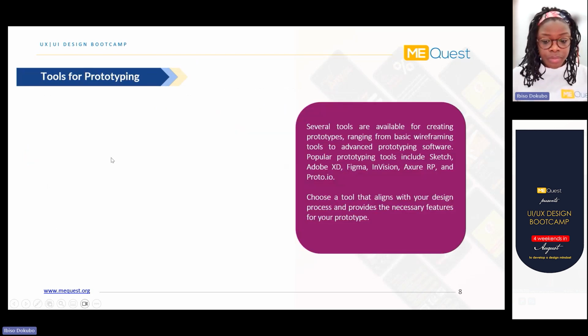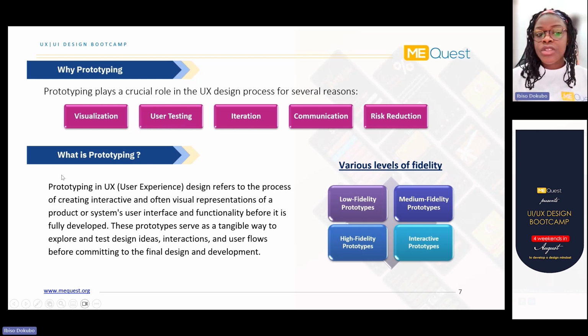So what is prototyping? Prototyping in design refers to the process of creating interactive and often visual representation of a product, or system's user interface and functionality before it is fully developed. These prototypes serve as a tangible way to explore and test design ideas, interactions, and user flows before communicating the final design. So this is just the formal way to define a prototype. And then there are various levels of fidelity: low fidelity prototypes, medium fidelity prototypes, high fidelity prototypes, interactive prototypes. It depends on what stage you are in your designing stage.